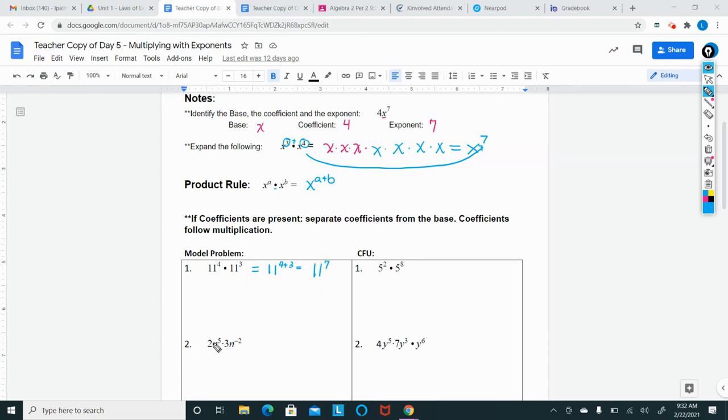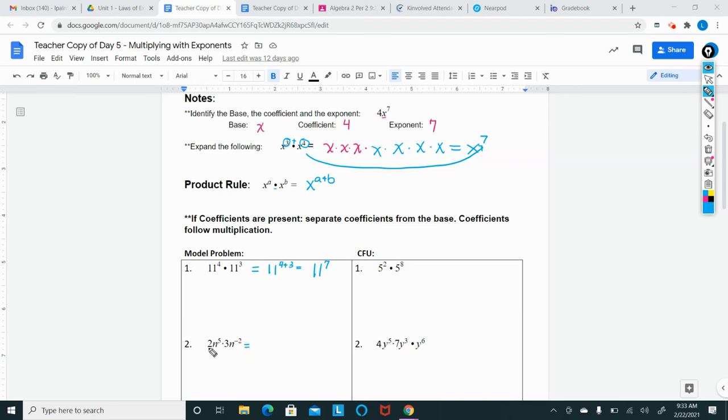Number 2, 2n to the 5th power times 3n to the negative 2nd power. It's okay with negatives. First, work out the problem. Then if you end up with a negative, then you can get rid of that negative at the end. That's always the last thing that you do.